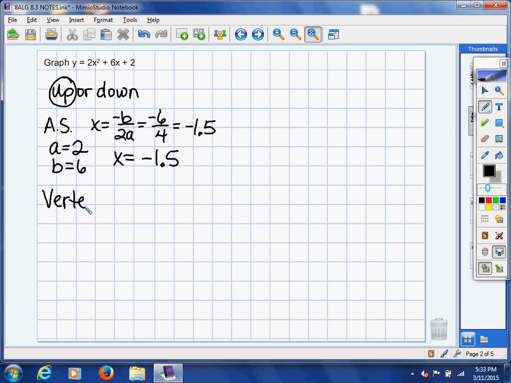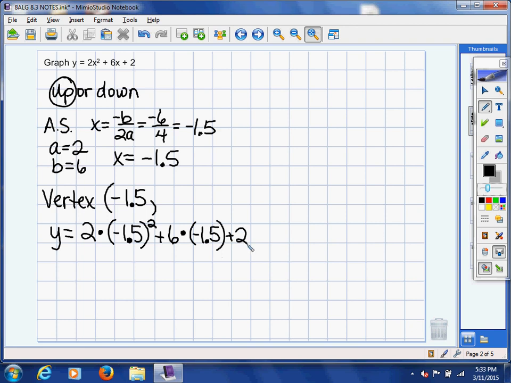So let's go down to our vertex. We already know that x is -1.5. So to find the y, you're going to carefully plug in, and I would use parentheses here as you're plugging it into your calculator. I'm going to write it just like you should type it. Just trying to help you guys out a little bit so we don't mess up any calculations. All right, so we want to multiply 2 times the square of -1.5, then add 6 times -1.5, and then add 2. Your calculator will do all of that for you, and you should have gotten as your y -2.5.